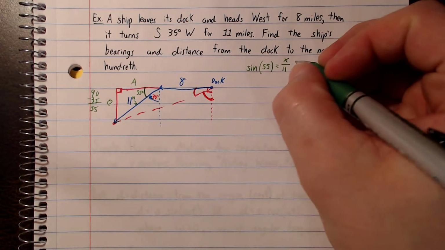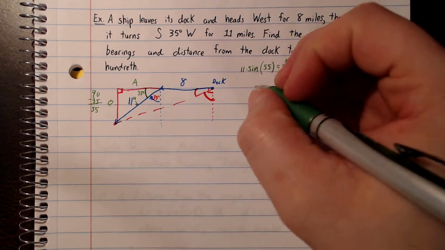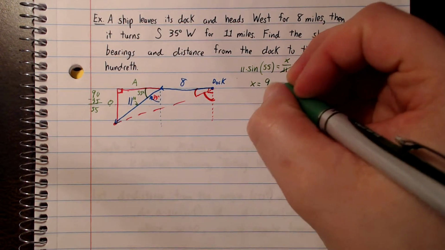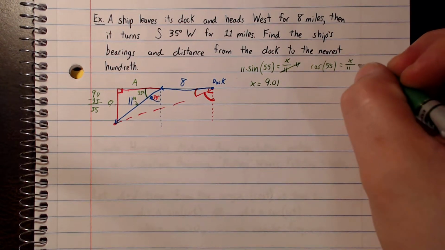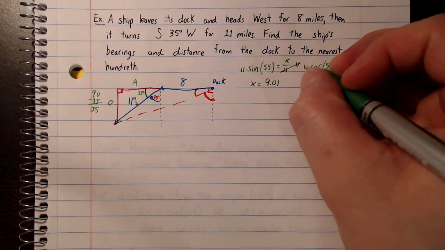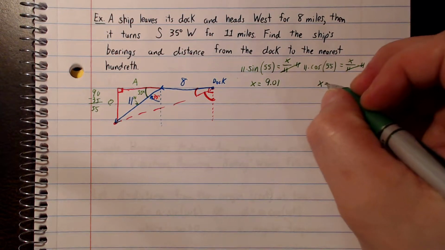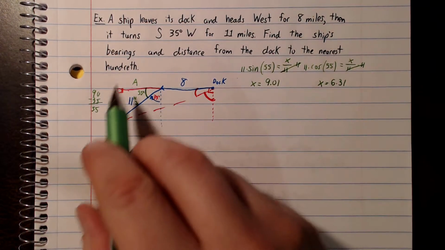Okay, so we multiply by 11. 11 times sine of 55, we're in degree mode on a calculator. It ends up being 9.01, rounding to the hundredths. For this cosine, we multiply by 11. 11 cosine of 55, we get to be 6.31. Again, rounding to the hundredth.